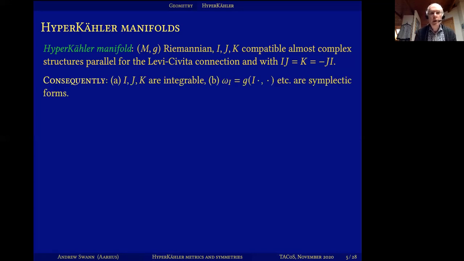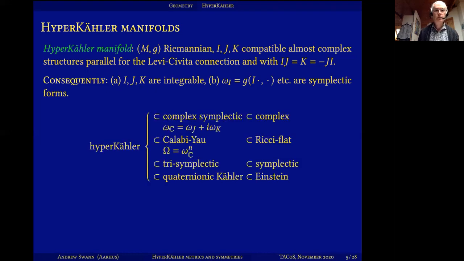There are some nice direct consequences of this. It turns out I, J, and K each individually come from complex coordinates, so they're integrable. And the 2-forms you get by putting I or J or K into the metric give you symplectic forms, so in particular these are non-degenerate and closed. This immediately gives many relationships between HyperKähler geometry and other geometries.